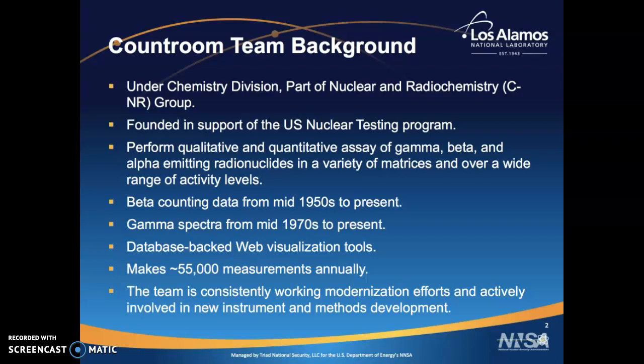We perform qualitative and quantitative assays of gamma, beta, and alpha-emitting radionuclides in a variety of matrices and over a wide range of activity levels. Annually, we make around 55,000 measurements, and other goals include making database-backed web visualization tools as part of the team's consistent efforts to modernize and develop new instruments and methods of development.